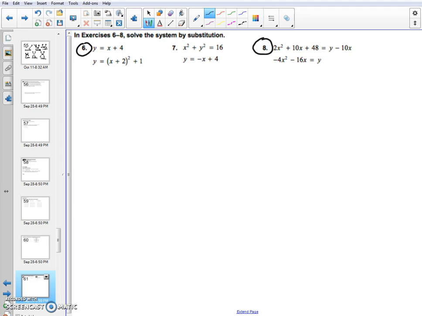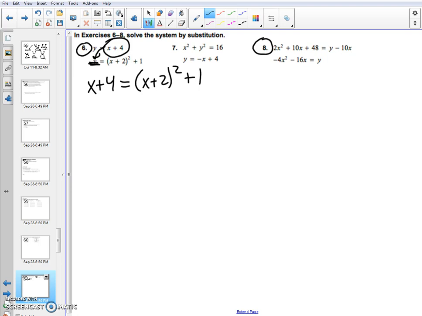So when they say solve by substitution, that means I either want to get x or y by itself, and then I'm substituting it into the other equation. Well, this one is already set up for substitution. Y is already by itself. So I'm going to take what y is equal to and plug it in for y. So this y here now becomes x plus 4. So we have x plus 4 equals (x plus 2) squared plus 1. Okay?